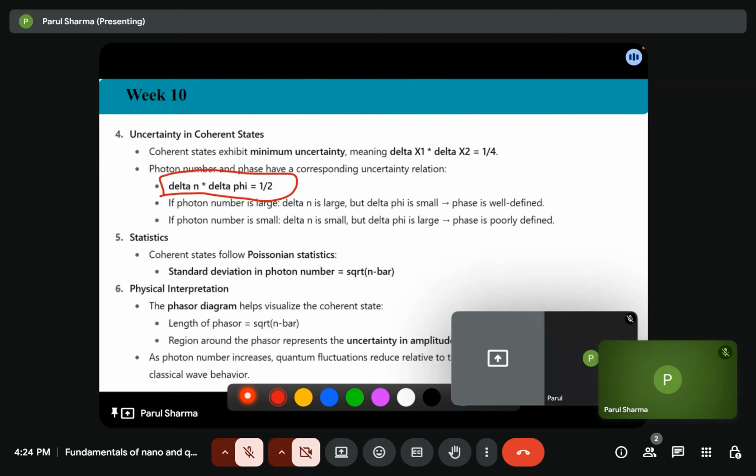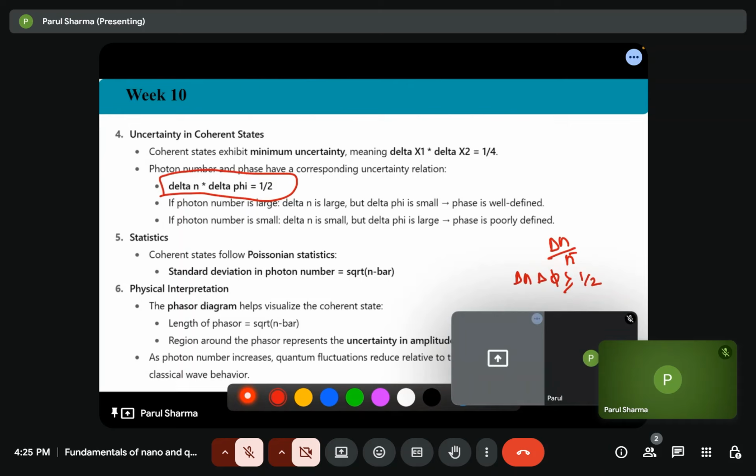So coherent states follow Poissonian statistics, but we saw the physical interpretation that in a few-photon regime, delta n is small and delta phi is large. As the number of photons increases, the relative fluctuation, that is delta n by n bar, decreases and the wave becomes well defined, and delta n times delta phi is greater than or equal to 1 by 2. As n increases, delta n increases and delta phi decreases, and vice versa.